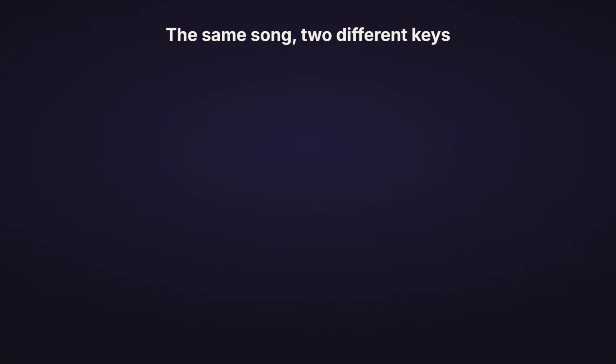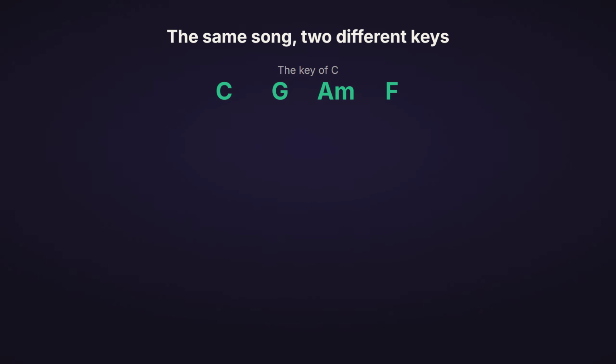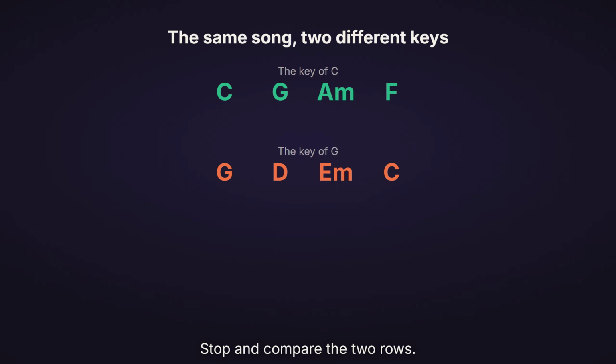Here is a 4-chord loop you have heard 1,000 times. Play it in C, and the chords are C, then G, then A minor, then F. Lovely. Now take the very same loop and play it in G instead, and the chords become G, then D, then E minor, then C. Stop and compare those 2 rows of letters. Not a single chord name matches.